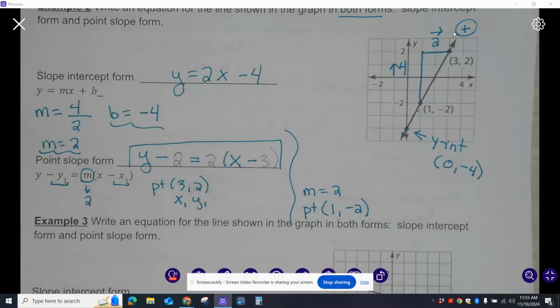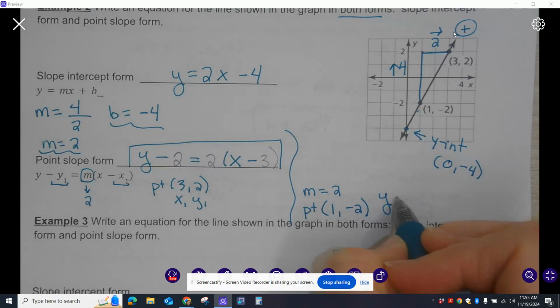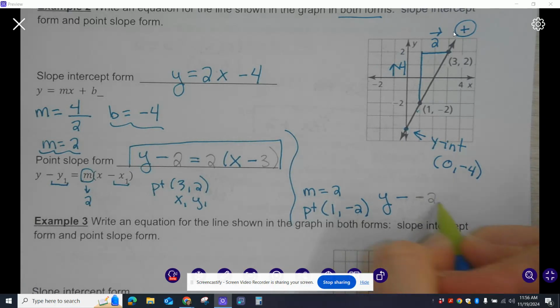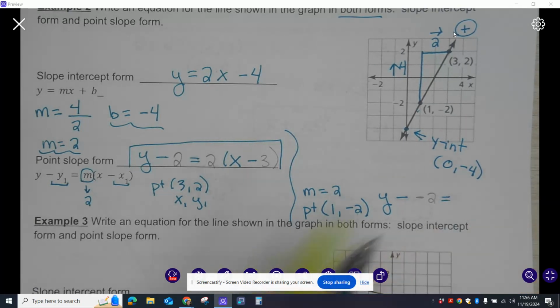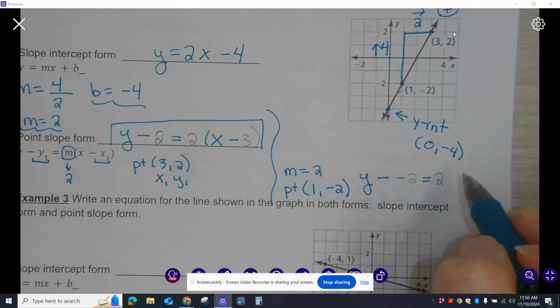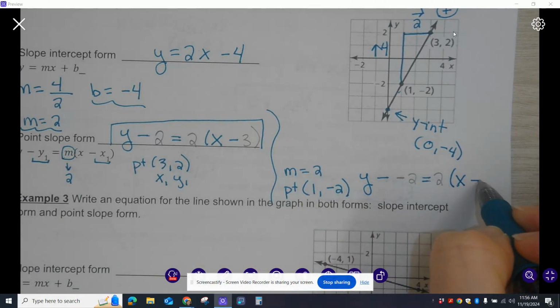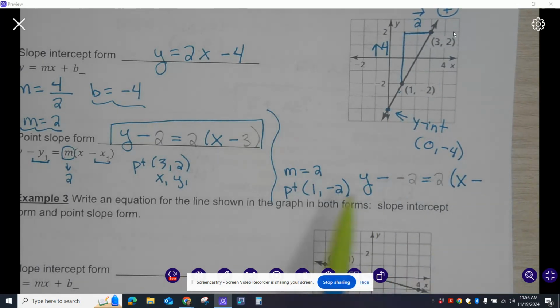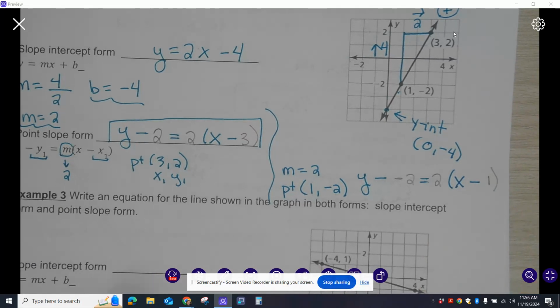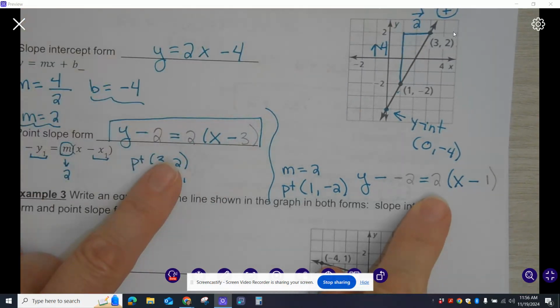So this time, this will be my x1, this will be my y1. So this equation will look like this. y minus y1, which is -2, equals m, which is still 2, and then parentheses, x minus, that's all copy. And now here I want to put my x value, which is 1. Okay, so this is an equation for this same line. All 3 of these equations represent this line.